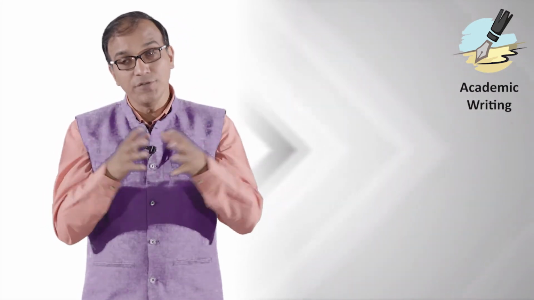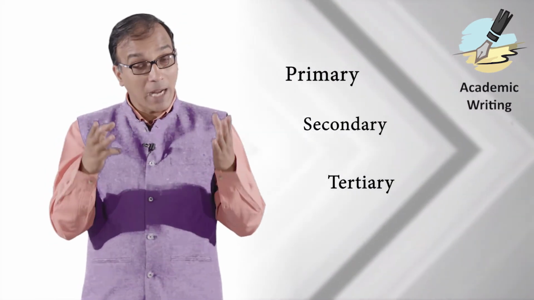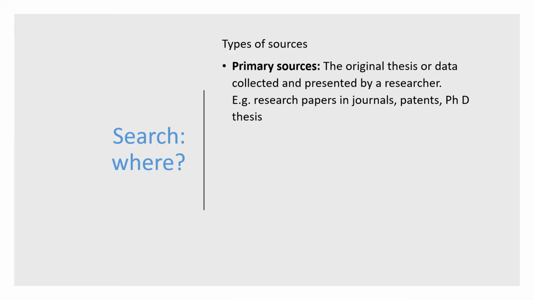Sources of literature review. The sources of literature review grossly may be primary, secondary and tertiary. What are the primary sources? Primary sources are the original thesis or data collected and presented by a researcher. For example, research papers in journals, patents, PhD thesis, etc.